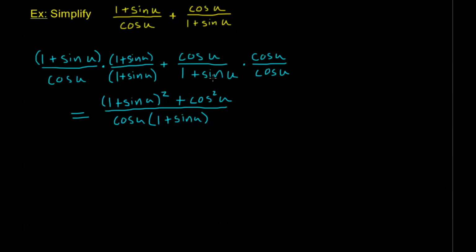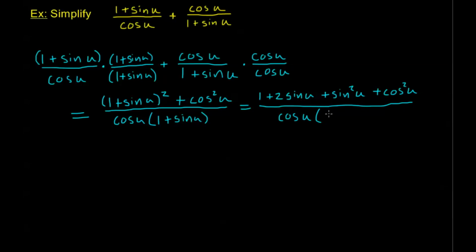Now it's not apparent what I can use right away, so let's go ahead and expand this 1 plus sine of u squared. So on the top I have 1 plus 2 sine of u plus sine squared of u. So this is all coming from that 1 plus sine of u squared. I still have this cosine squared of u all over cosine u times 1 plus sine u.